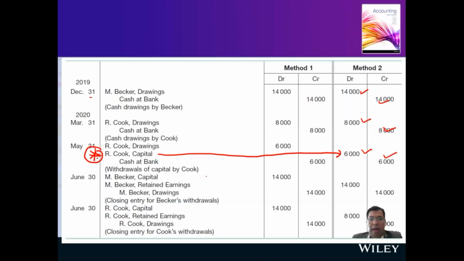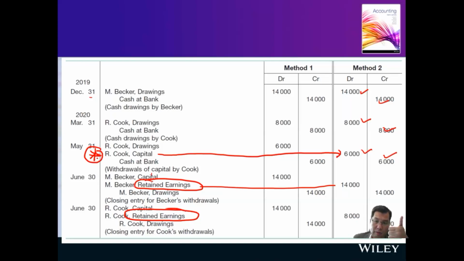Okay. And then for the balance, the 14,000 will be deducted from the retained earnings, not capital accounts, and the balance 8,000 will also be deducted from the retained earnings account. That is the difference between method number one and method number two. Method number one, we're going to debit drawing, credit cash. At the end of the day, we close our drawing account, credit drawing, debit the capital accounts.